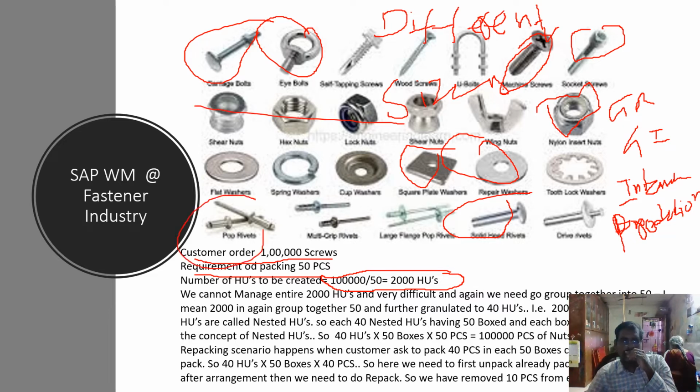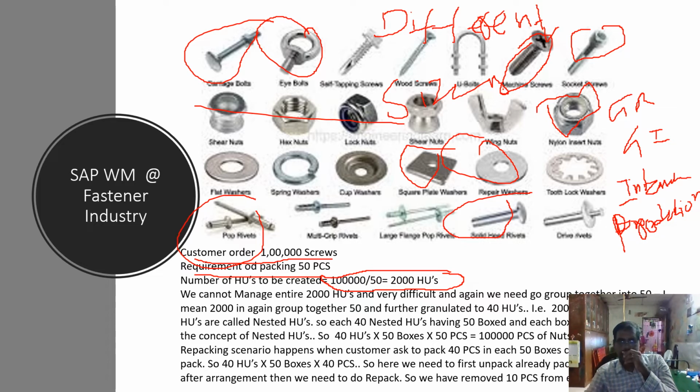So in the fastener industry or any metal industry, they won't go for make to stock. They will go for make to order. Based on the customer orders only they can manufacture the stock. That is important. Okay. So we need to wait for the customer order.